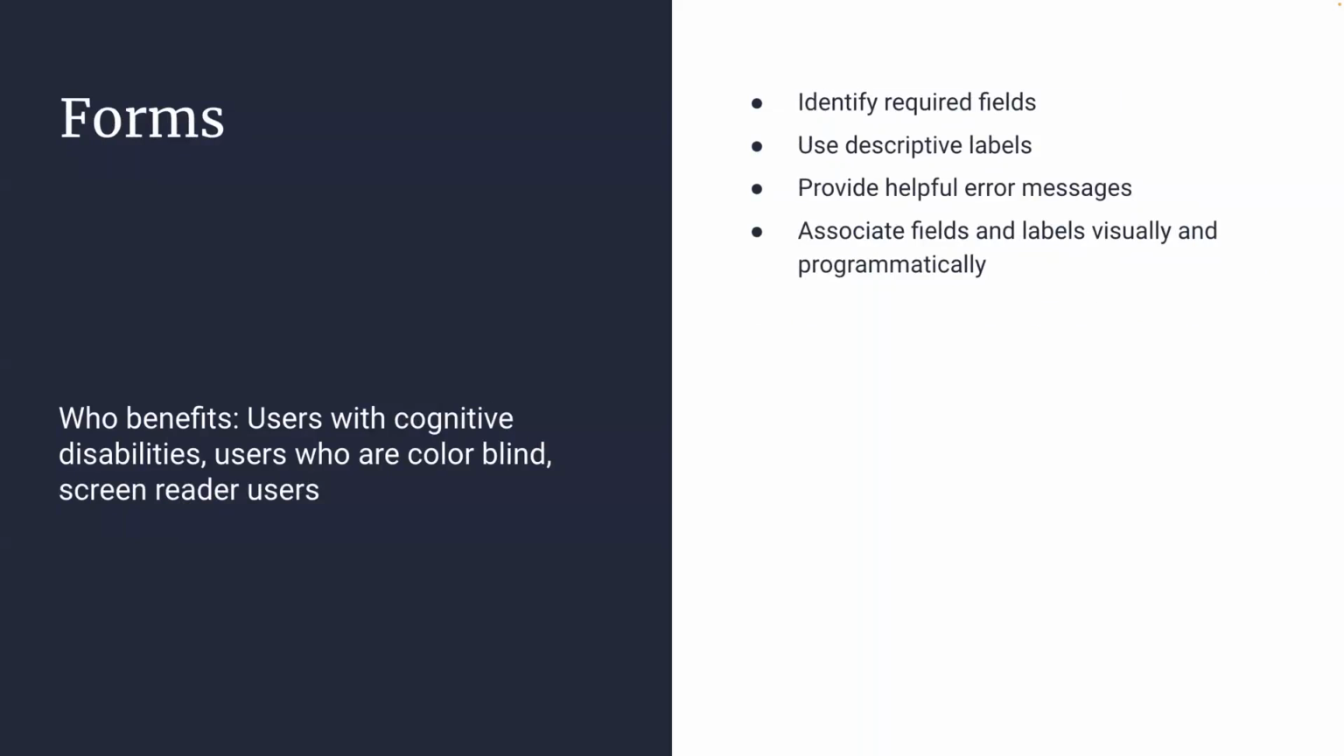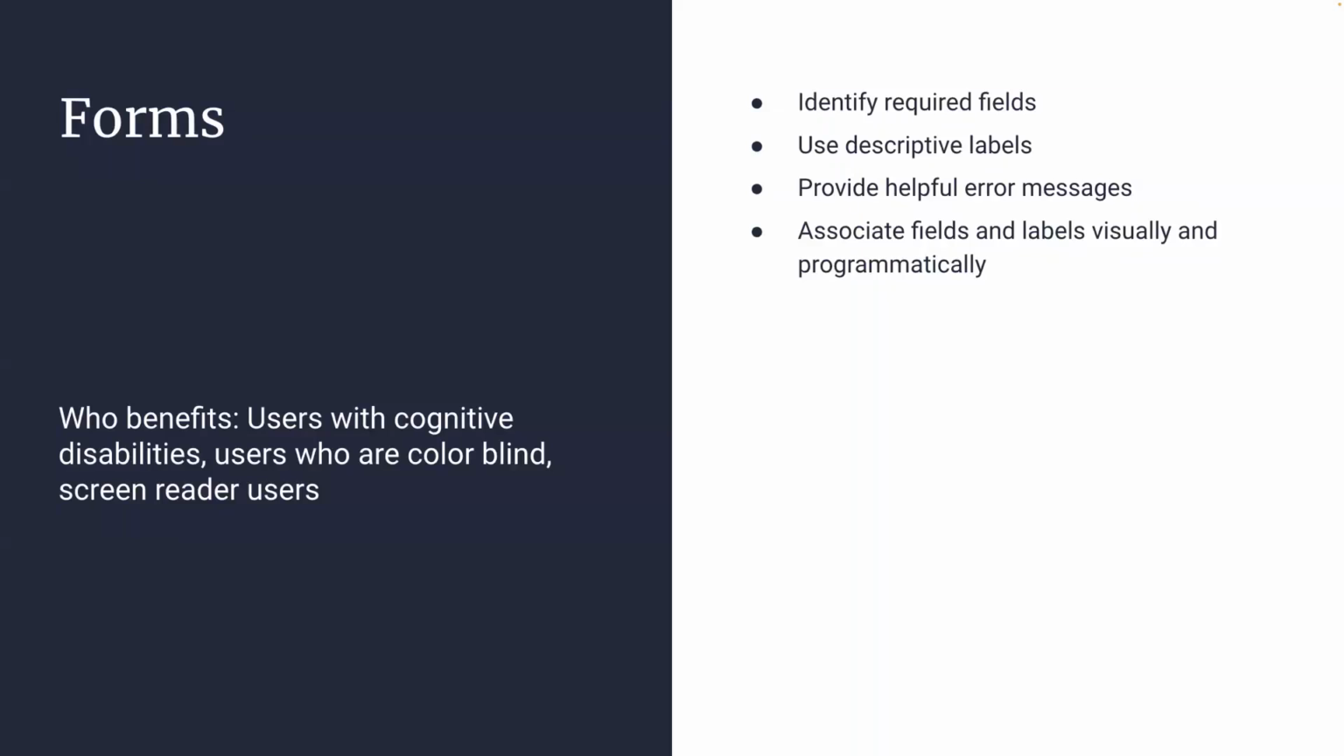Sometimes people will use placeholder text as the label or for helpful hints. And placeholder text is the light gray text inside a form field that disappears as soon as you start typing. But if those instructions disappear, a user with a cognitive disability might get confused or forget what the input is asking them for once they've started filling out the field, and they'll be unable to complete the form.